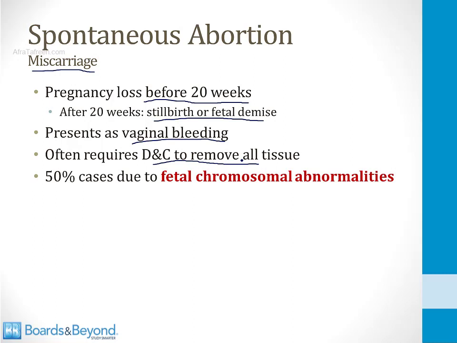And you should be aware for step 1 of your boards that 50% of cases are due to fetal chromosomal abnormalities. We talk about Down syndrome and other chromosomal abnormalities where the baby can grow to term, but there are many other chromosomal problems where the baby will not grow normally and it will simply die in utero, and it will present as a spontaneous abortion in the first trimester.